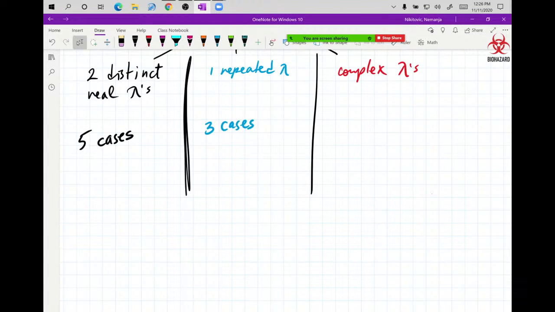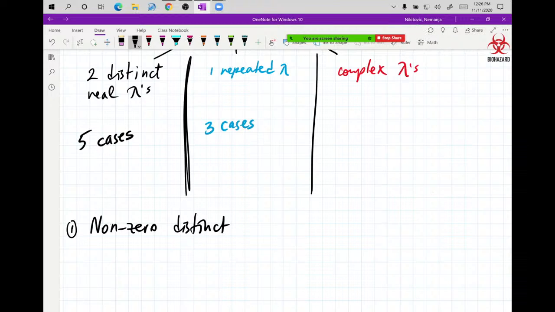When we have distinct real lambdas, we have the 5 cases, and one of those cases is non-zero distinct eigenvalues of opposite sign. So I guess case 1, non-zero distinct.